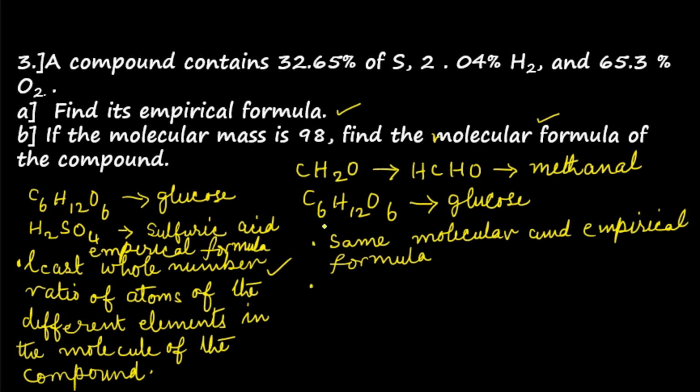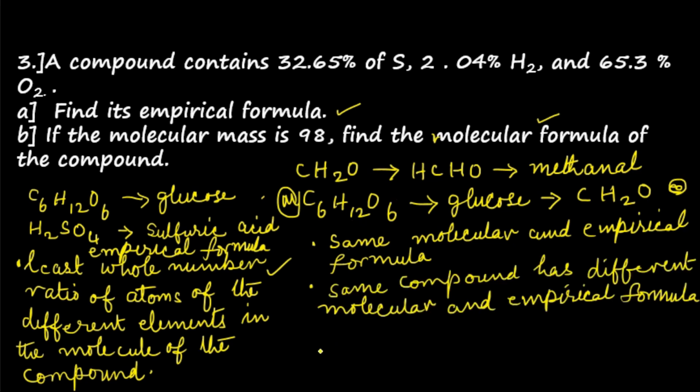Now, let us again take up the case of glucose. The molecular formula of glucose can be further simplified into CH2O. The smallest number in this is 6. This formula is the empirical formula for glucose. This is the molecular formula and this is the empirical formula. The same compound has different molecular formula and empirical formula.